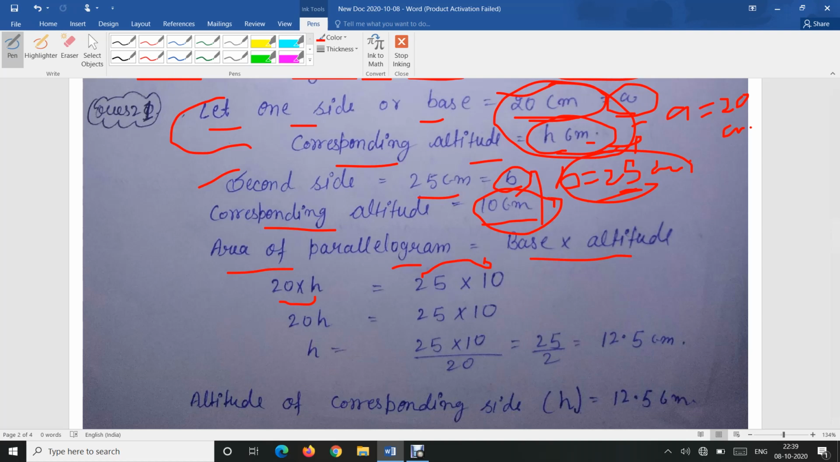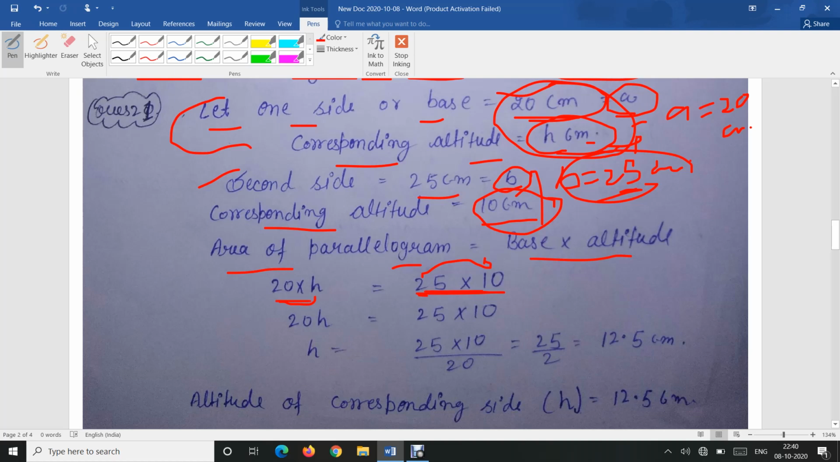If it is talking about the same parallelogram, then one thing is clear from this question: the area of the parallelogram will remain the same, because this is talking about the same parallelogram. So the area will remain the same. So you can put the areas for both the values equal.